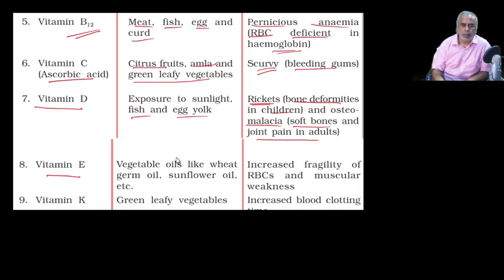Vitamin E is present in vegetable oils like wheat germ oil, sunflower oil. And what will happen if it is deficient? There will be an increased fragility of RBC and muscular weakness. Vitamin K is present in green leafy vegetables, and it helps blood clotting. If vitamin K is deficient, it will cause impaired blood clotting.